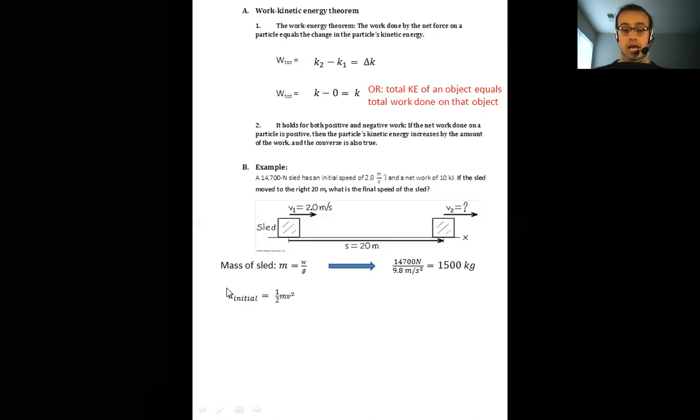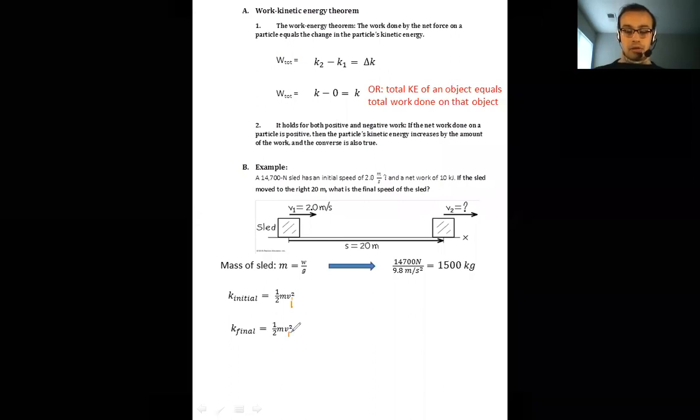The initial kinetic energy is equal to 1/2 m v initial squared, and the final kinetic energy is equal to 1/2 m v final squared. All right?